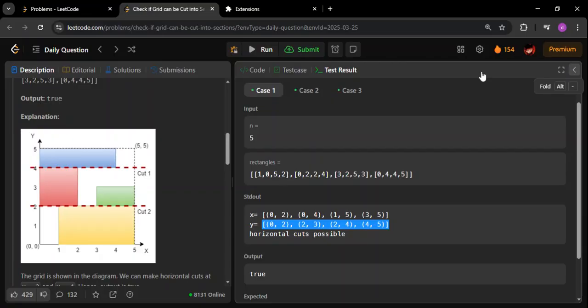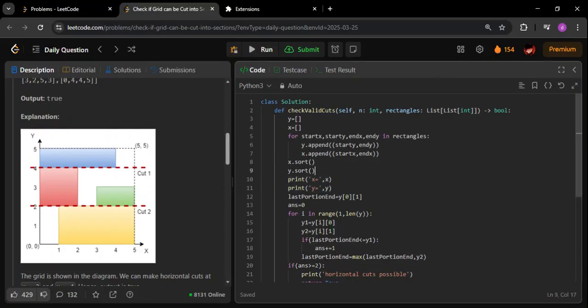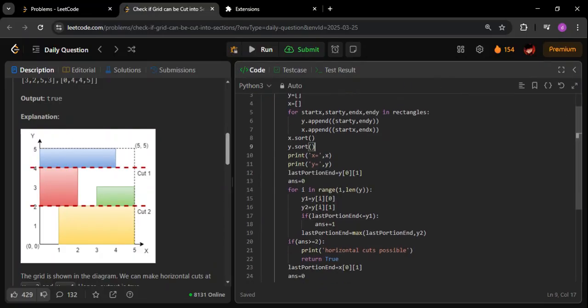Okay, so let us now quickly see how this works. As I mentioned, initially in my code, if you see the way I have done, I've gone for the y first. When I go for the y, what we are searching for is a horizontal cut.